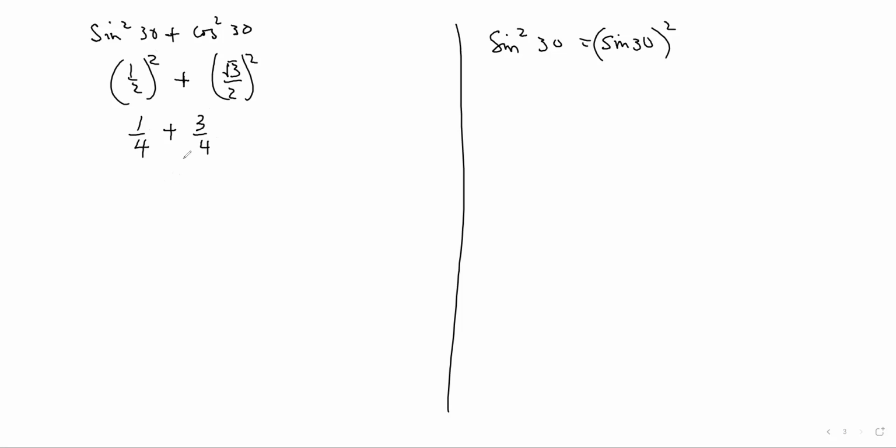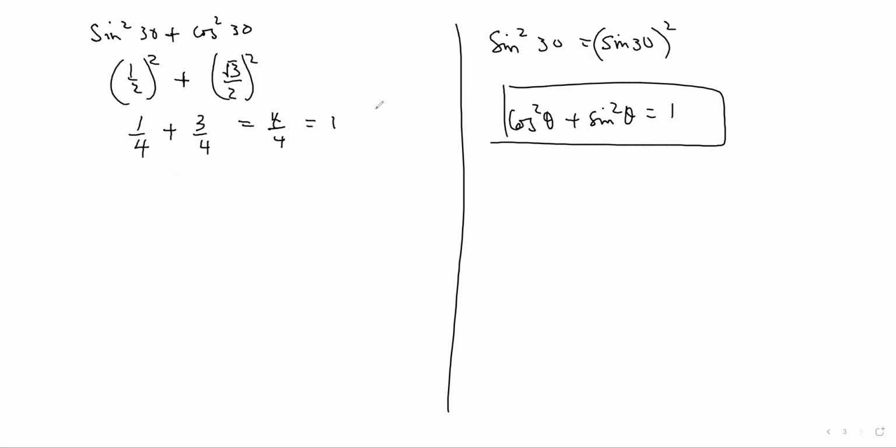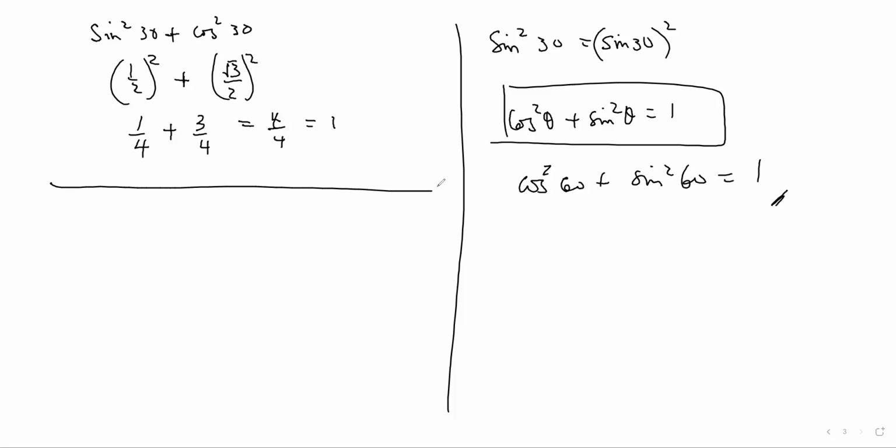The denominator is the same, so we can add the numerators: 1 plus 3 is 4. So 4 over 4 is 1. If you remember, there's a rule that cos squared theta plus sine squared theta is 1. It's an identity, whatever angle you have. So if I give you cos squared 60 plus sine squared 60, when you finish solving, by all means, the answer will be 1. You take note of that. Basically, those are some of the things you should know. Very simple to go.